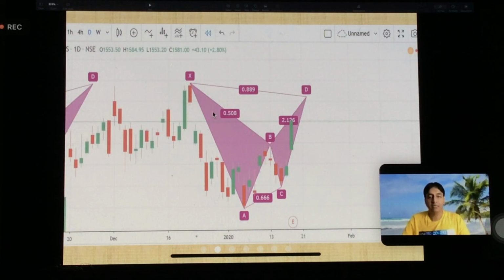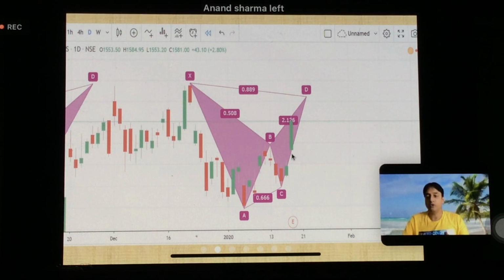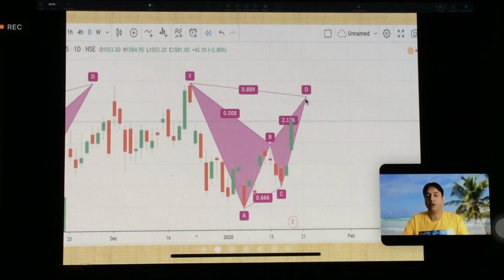Right? Then here again you can see X, A, B. B is coming at 0.5. So D should be at 0.886. For the target we use the same rules. C to D FIBO. We plot the C to D FIBO 0.382, 0.618 or the B point, whichever comes first.